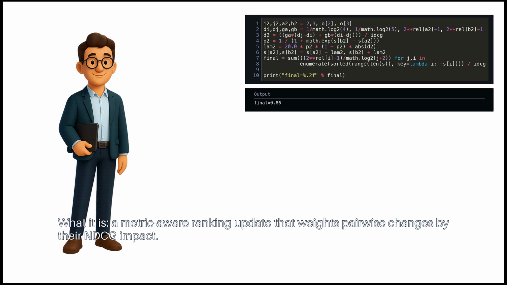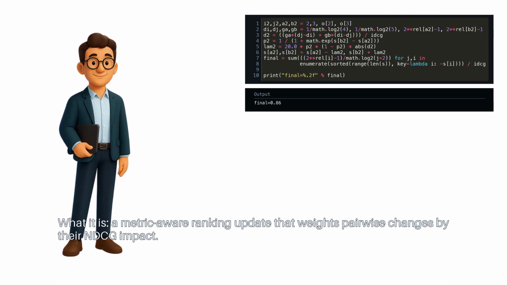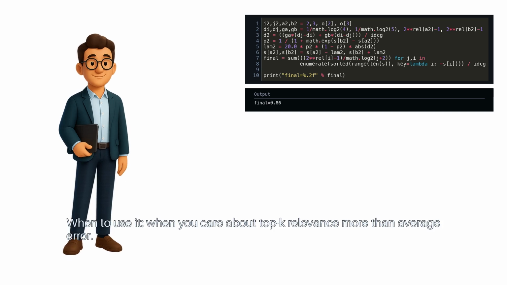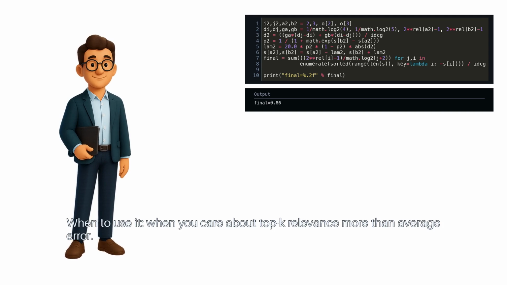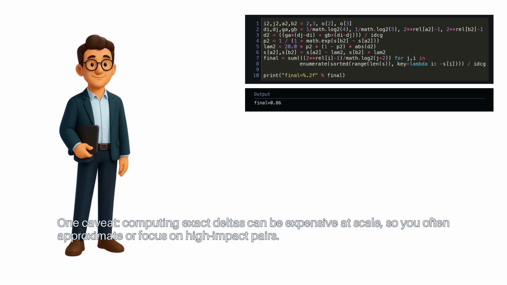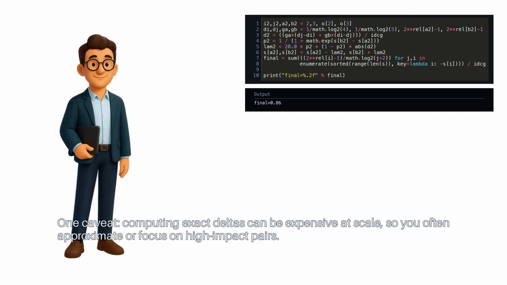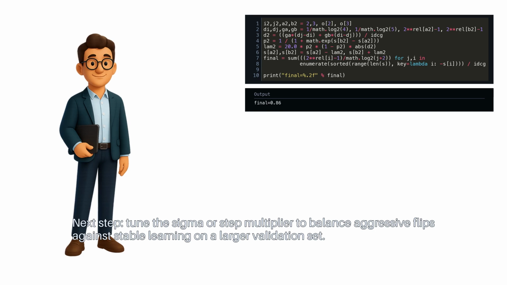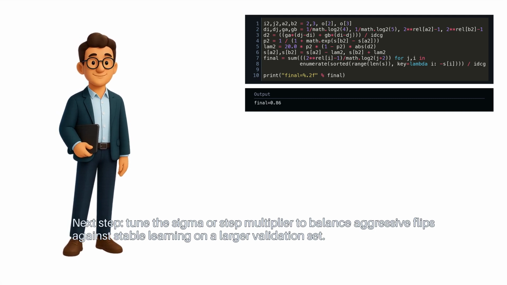Recap. What it is: a metric-aware ranking update that weights pairwise changes by their NDCG impact. When to use it: when you care about top K relevance more than average error. One caveat: computing exact deltas can be expensive at scale, so you often approximate or focus on high-impact pairs. Next step: tune the sigma or step multiplier to balance aggressive flips against stable learning on a larger validation set.